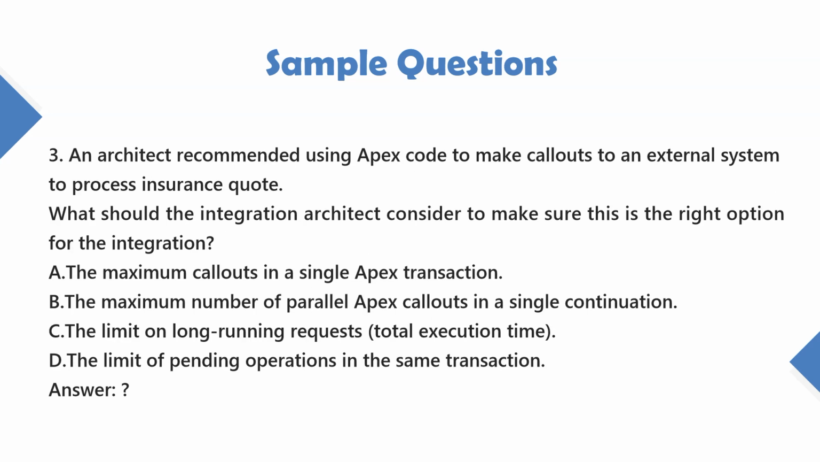3. An architect recommended using Apex code to make callouts to an external system to process insurance quote. What should the integration architect consider to make sure this is the right option for the integration? A. The maximum callouts in a single Apex transaction. B. The maximum number of parallel Apex callouts in a single continuation. C. The limit on long-running requests, total execution time. D. The limit of pending operations in the same transaction.